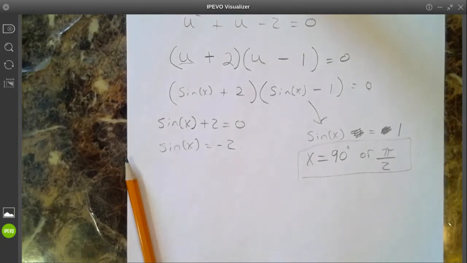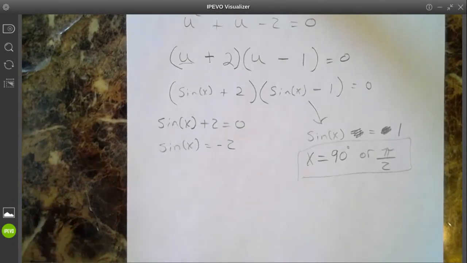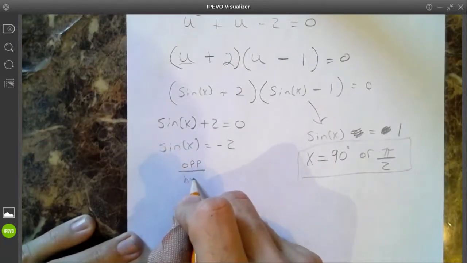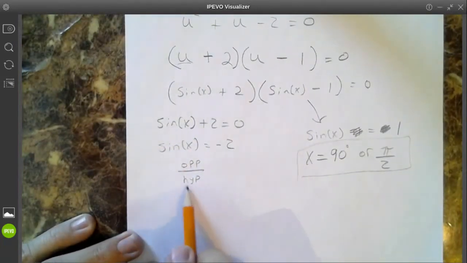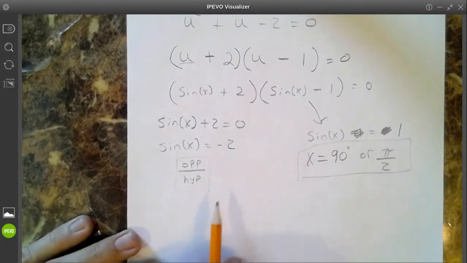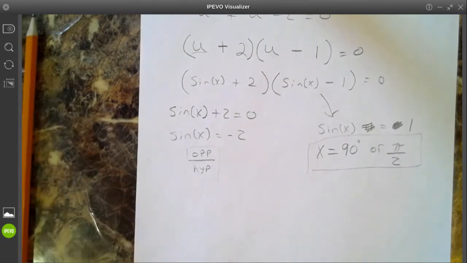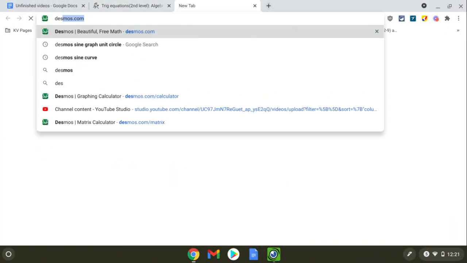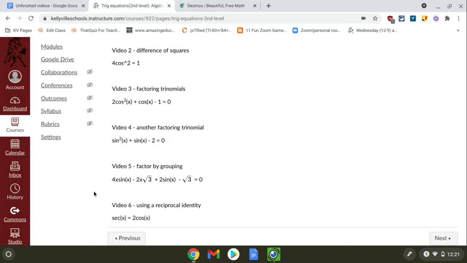So if you remember our definition for sine of x with the right triangles, it was always opposite over hypotenuse, and the hypotenuse is always bigger than our opposite side. So that meant that this value right here always had to be less than 1. But then we talked about the unit circle, and it is possible for sine of x to equal 1. Let me jump over here on Desmos just to refresh you a little bit on y.